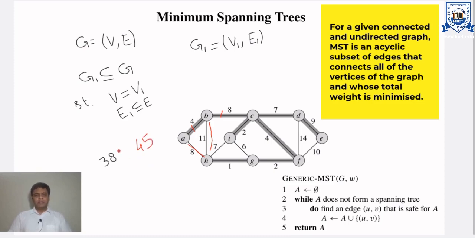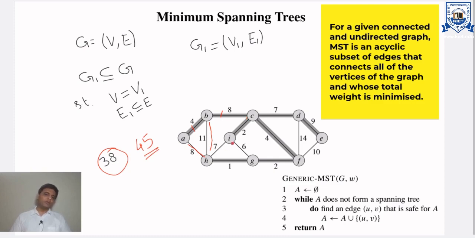So minimum means that if we pick another set of edges, the cost of the new set of edges, meaning the accumulative weight of all the edges, should not be less than that of the MST set of edges. So that is what MST is all about.